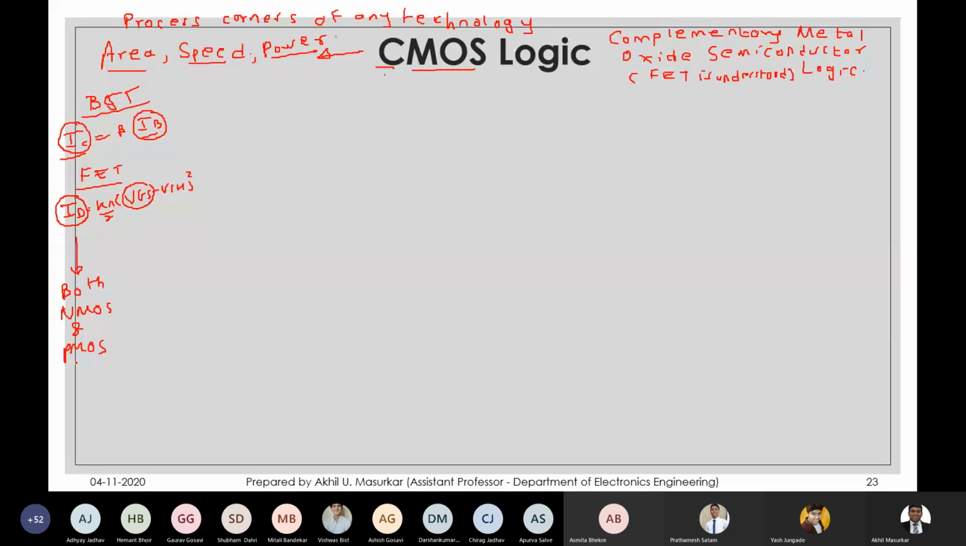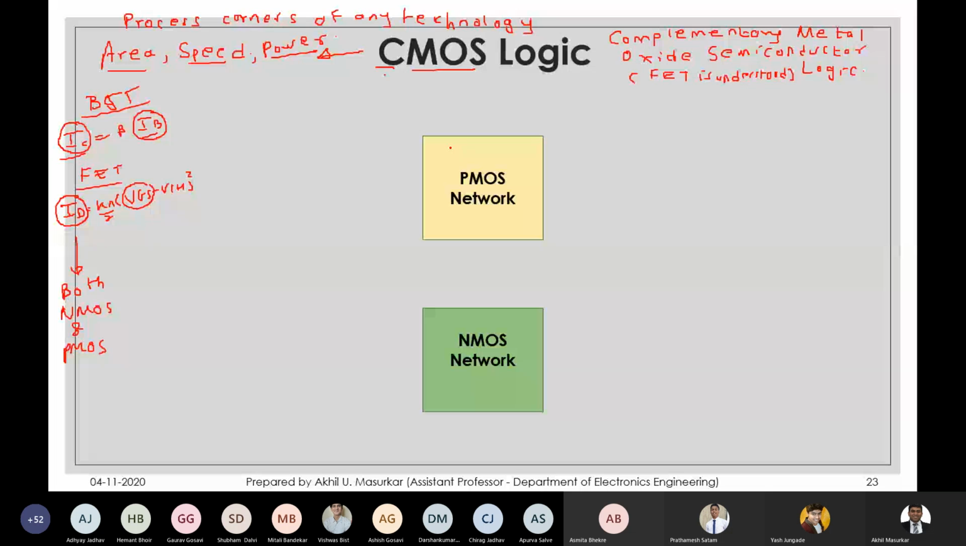So what I want you to do is, today we will only see this basic diagram of CMOS. CMOS has got a PMOS network consisting of only PMOS transistors, and it has got an NMOS network consisting of only NMOS transistors. So at the top we will connect PMOS, below we will connect NMOS.